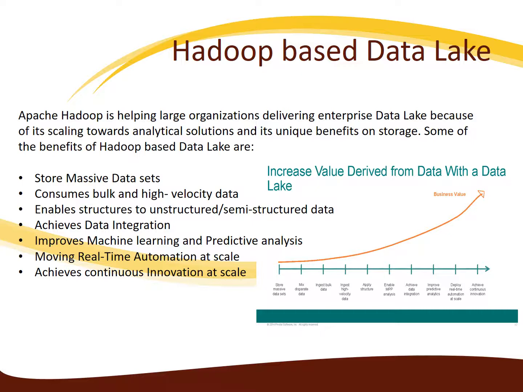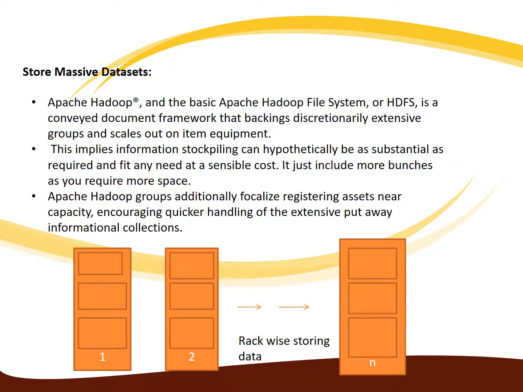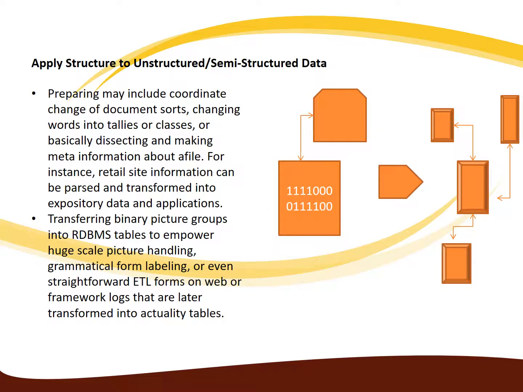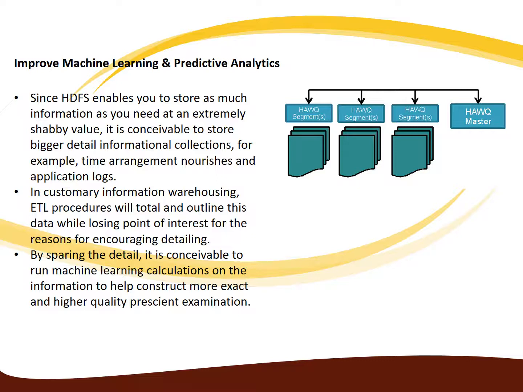Hadoop helps large organizations deliver an enterprise data lake because it can store massive data sets, and it can also consume massive and high-velocity data, from regular batches or micro batches. It can apply structure to unstructured or semi-structured data, such as binary data. It can also improve machine learning and predictive analysis, from HDFS files to application logs.